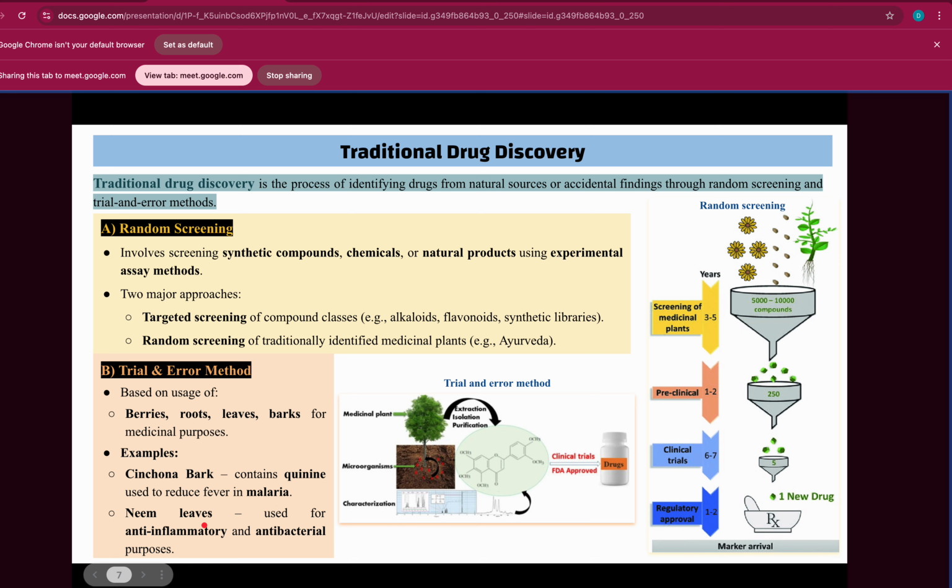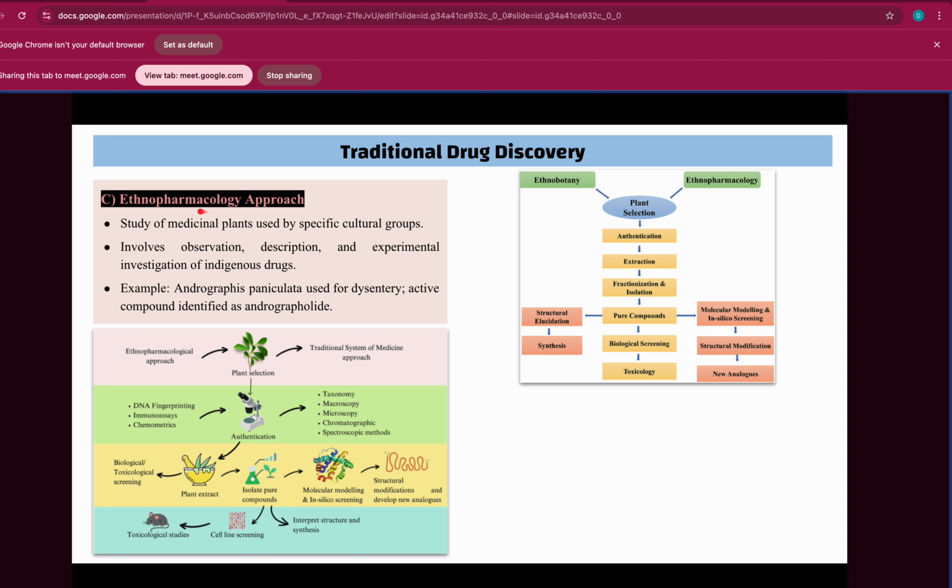And the second is neem leaves. It is used for anti-inflammatory and antibacterial purposes. So the research started from these leaves, and the chemicals were isolated and then checked to see which chemical present in these leaves is responsible for this activity. So this is about the trial and error method. Next approach is the ethnopharmacology approach.